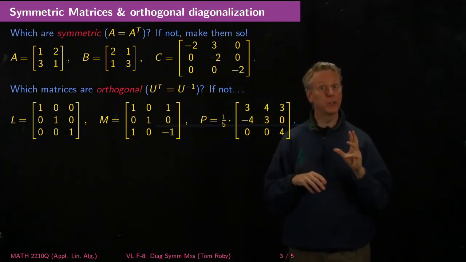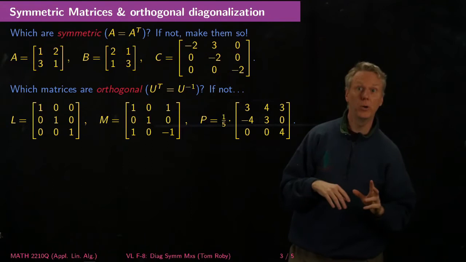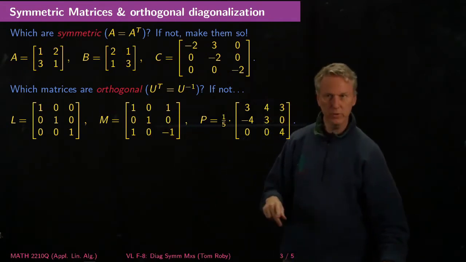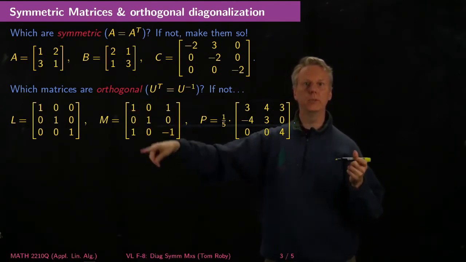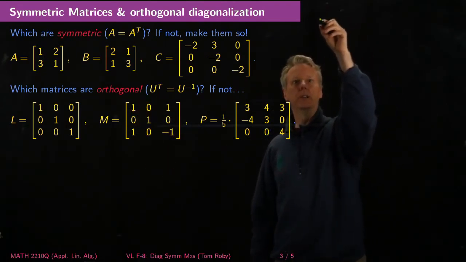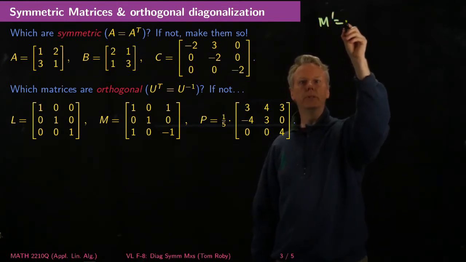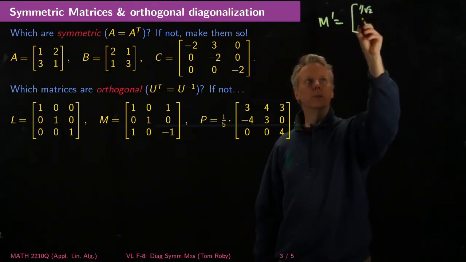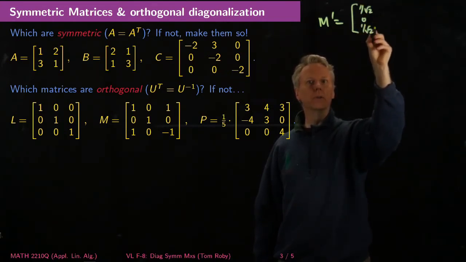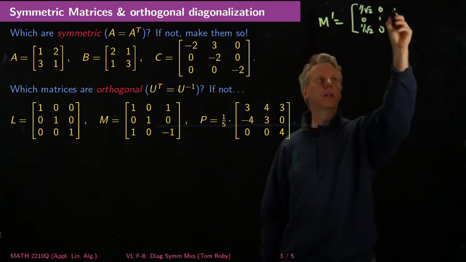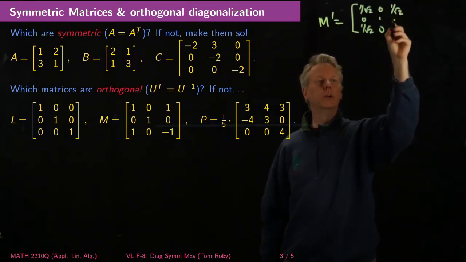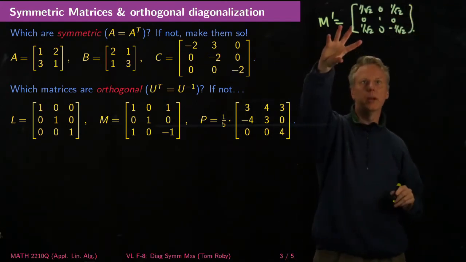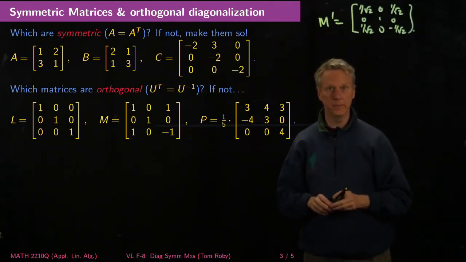But that's not enough, remember, for it to be an orthogonal matrix because we don't have orthonormality. So in order to make this an orthonormal matrix, we would have to replace it by normalizing all the entries. So what I would do is say M prime is equal to 1 over the square root of 2, 0, 1 over the square root of 2, 0, 1, 0, and then 1 over the square root of 2, 0, negative 1 over the square root of 2. And that would be a matrix that when I multiply by its transpose, I get the identity.